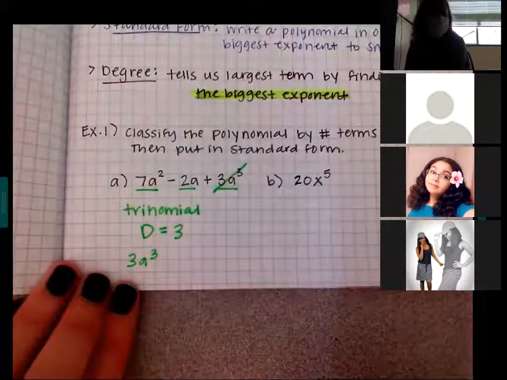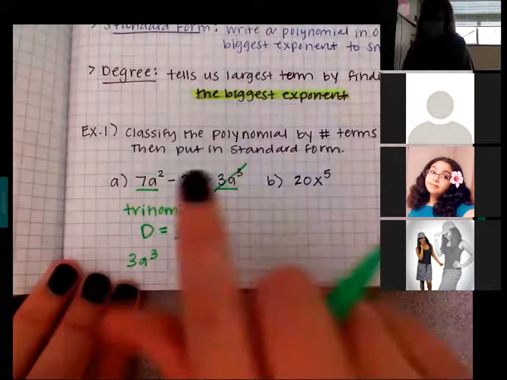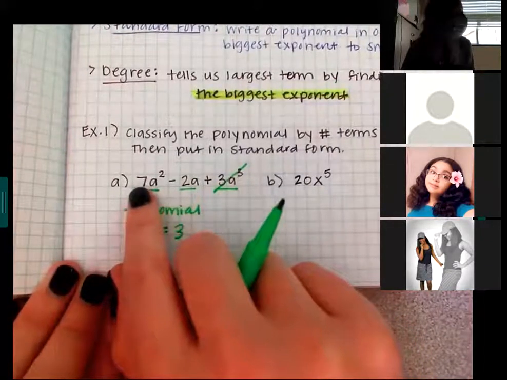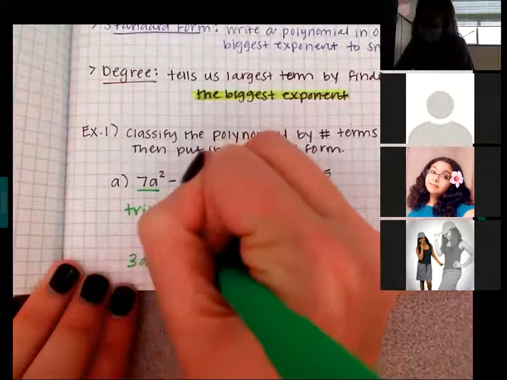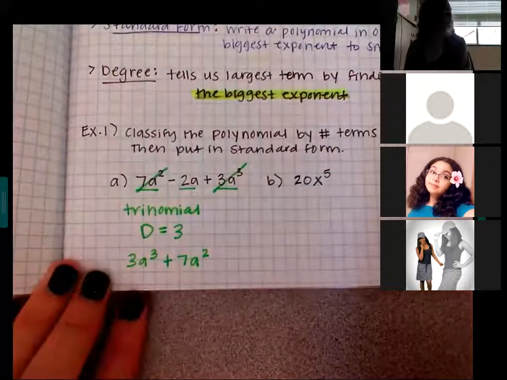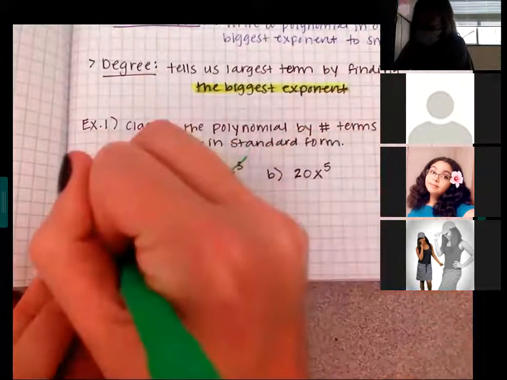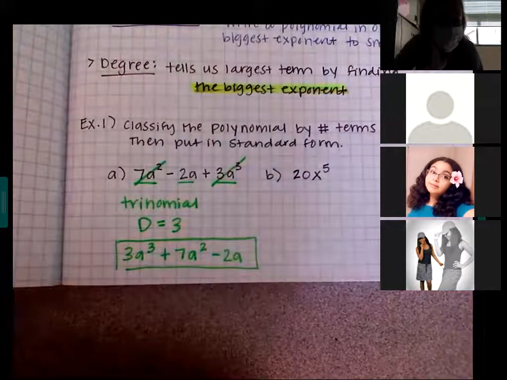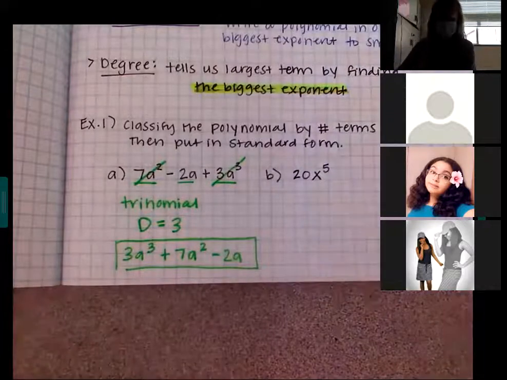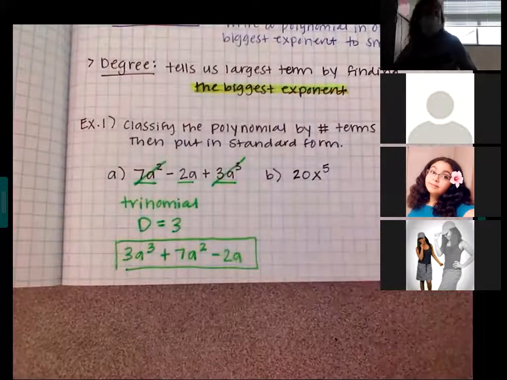You did do this last year? Good. Got you. What comes next? What's the next biggest? The A squared. Good. And look at the 7. Is the 7 positive or negative? Positive. Jordan, you okay, bud? I want you answering questions. Make sure you're good. And so that means the last thing, the smallest, is the minus 2A. So this is how you would put it in standard form. Are y'all okay with A? You got to simplify. That's what we're about to do next.